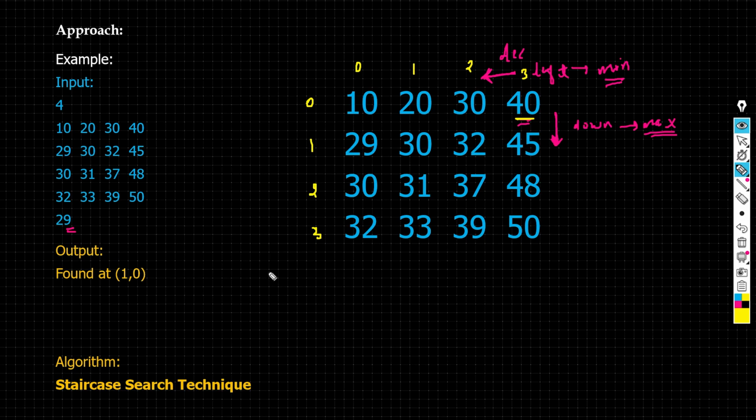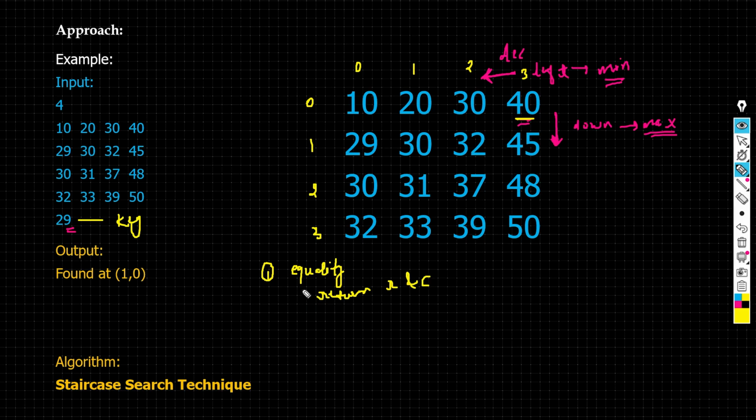Now the first thing that we will do is compare the current element to the required element, that is the key or search element. So at first we will compare equality. If both values are equal, then we will not do anything, we will just return the row and column. These are the statements, these are not code.